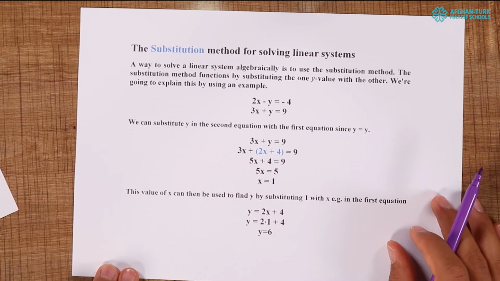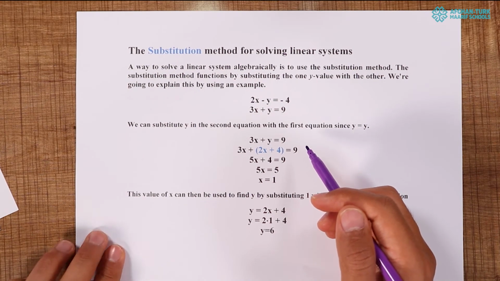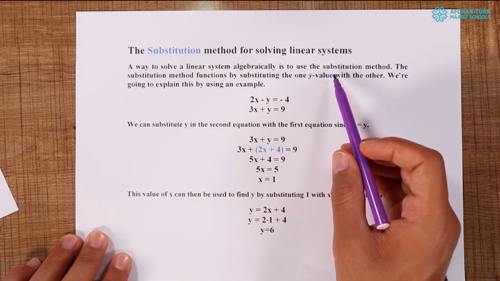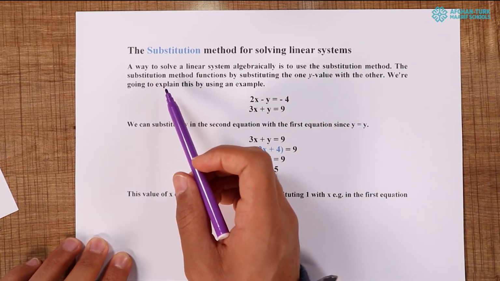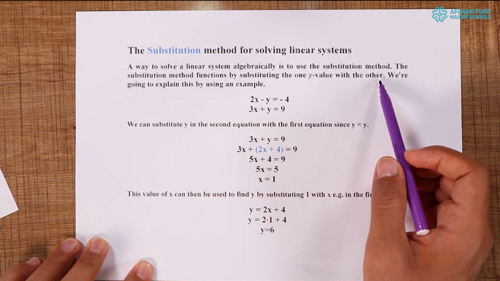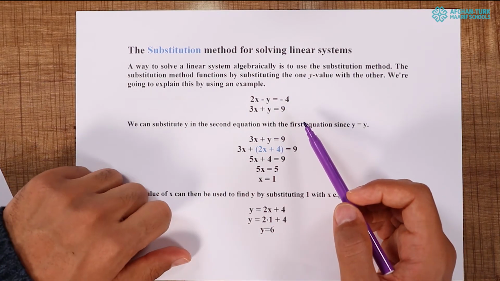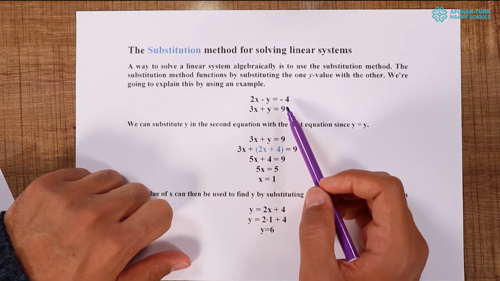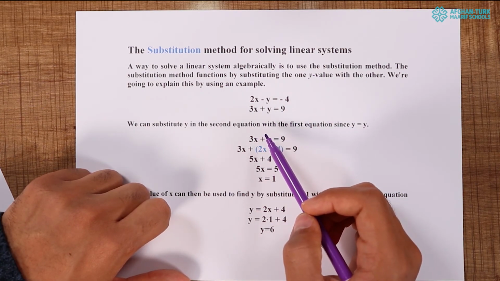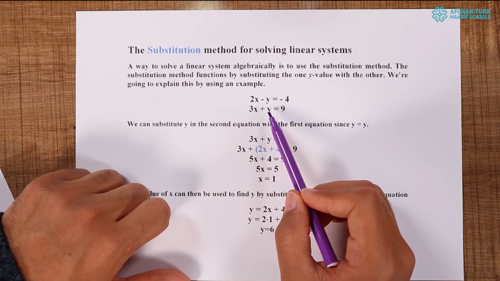Okay, another method for solving a linear system is substitution, okay? A way to solve a linear system algebraically is to use the substitution method. The substitution method functions by substituting the one y value with the other, okay? We are going to explain this by using an example, okay? As you see here, this is also a linear system, okay? The first method was what? Elimination. That we are going to add or subtract the opposite coefficients, okay?